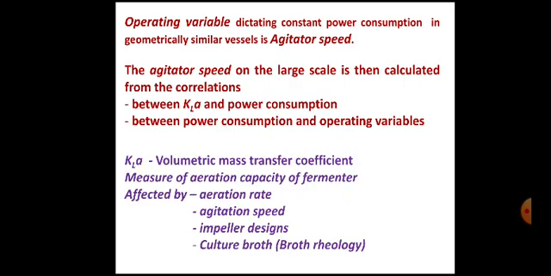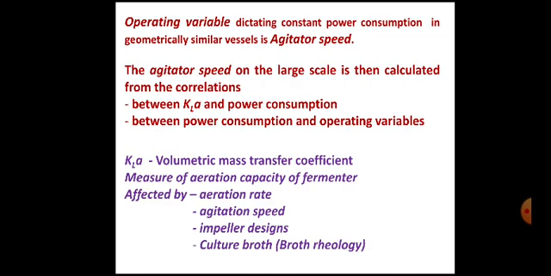Now exactly what is this KLA? We need to remember this. The definition of KLA is the volumetric mass transfer coefficient. It is the measure of the aeration capacity of the fermenter, and this KLA, very important, is affected by aeration rate. KLA is affected by agitation speed. KLA is affected by impeller design. KLA is affected by the culture broth, or the viscosity of the broth, called broth rheology.